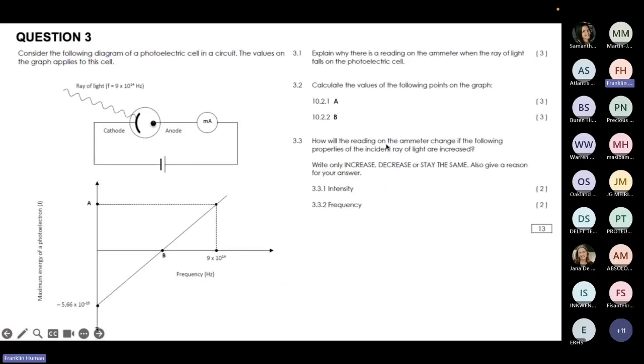So how will the reading on an ammeter change if the following properties of the incident ray of light are increased? Now we've answered similar questions, but in this case we just have to give a reason. Only increase, decrease, or stay the same, and also give a reason. So how will the reading on the ammeter change? In other words, they're basically asking for a measure of the number of electrons emitted from the surface of the cathode. How will that change if the intensity is increased? Only when we change the intensity and when we change the frequency.